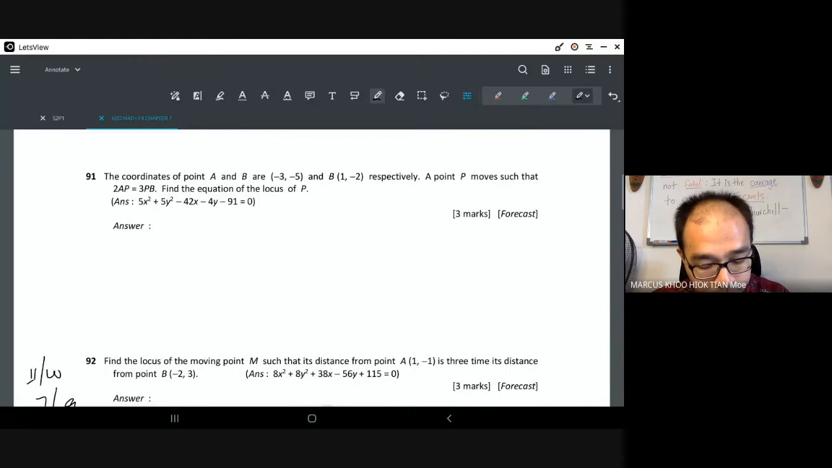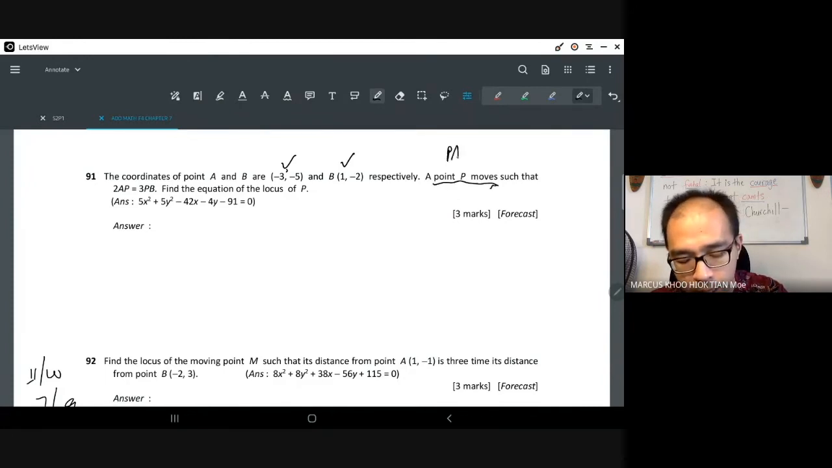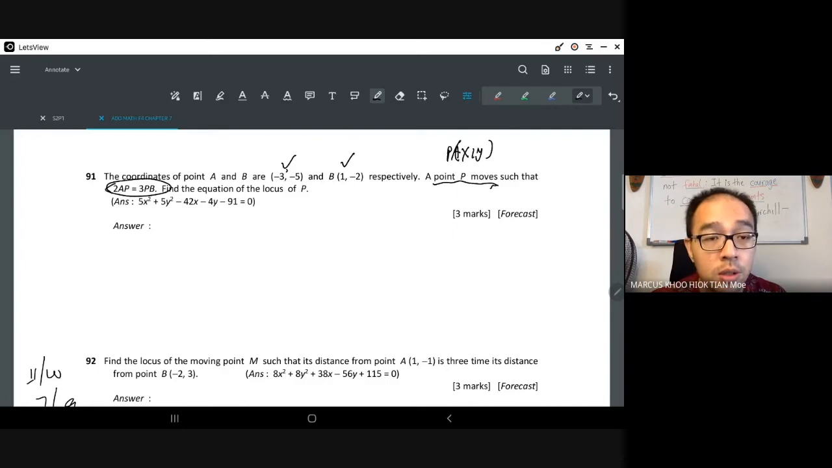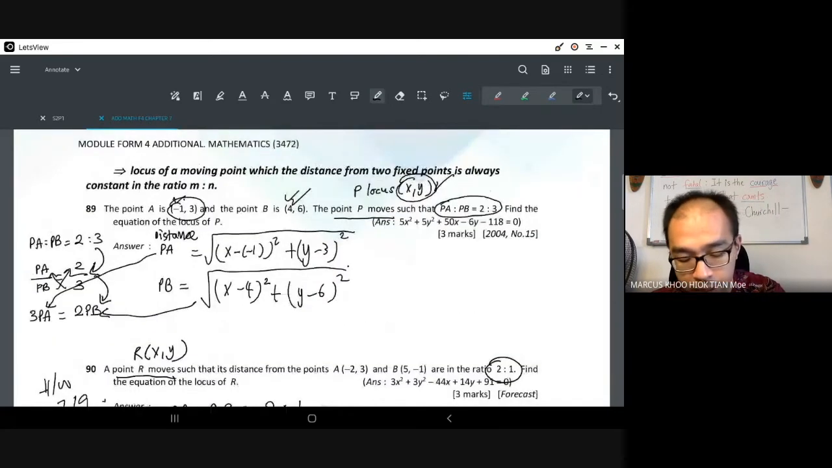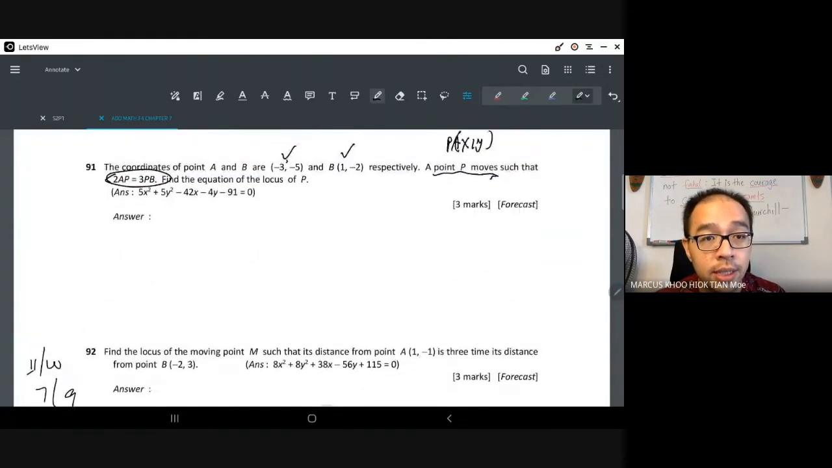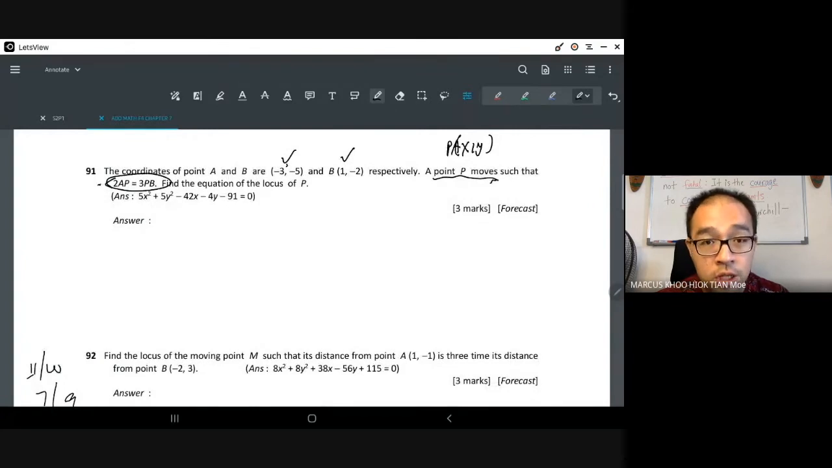Okay, let's take a look at this. Question number 91. Now, the coordinates of point A and B are, this is coordinate A, this is coordinate B. A point P moves, which means that P is the locus, (x, y). And then they have given 2AP equals to 3PB. Nice, right? They have already given it in one line. So we don't really have to do much. They did not give it in this form. Those with ratios have an extra step. Now they have already given this to us, so not so much of a problem.